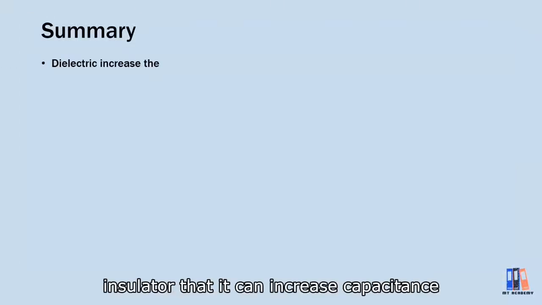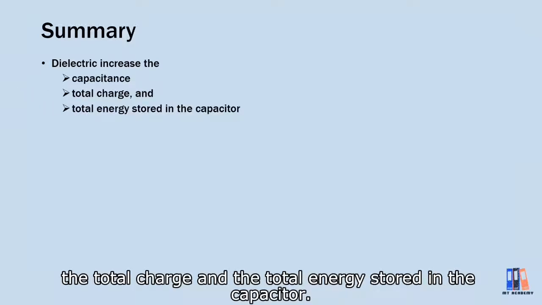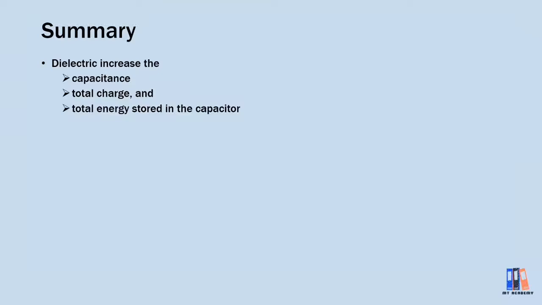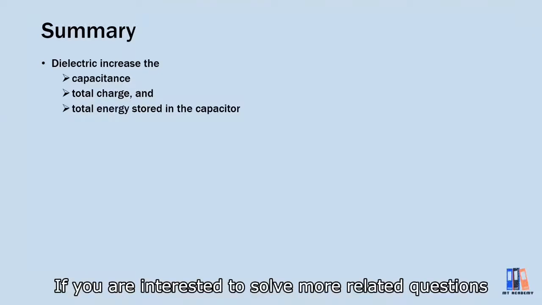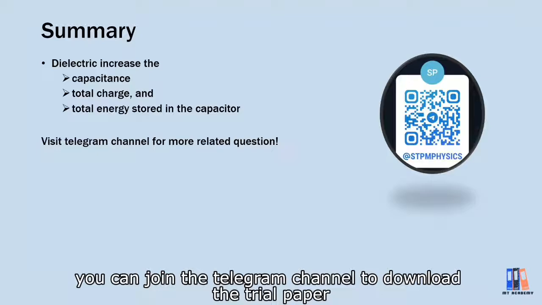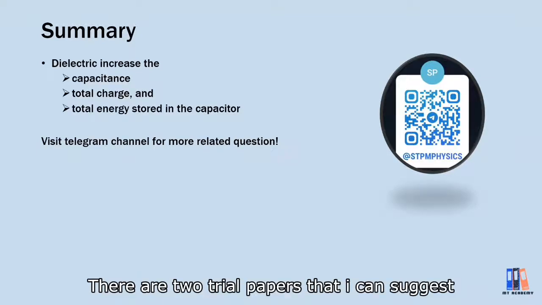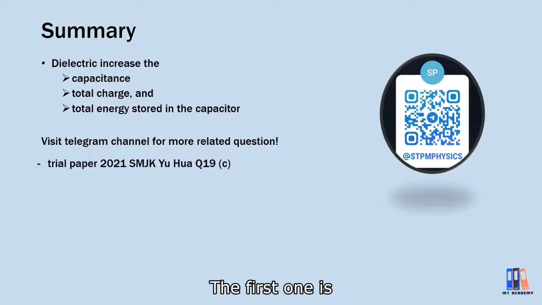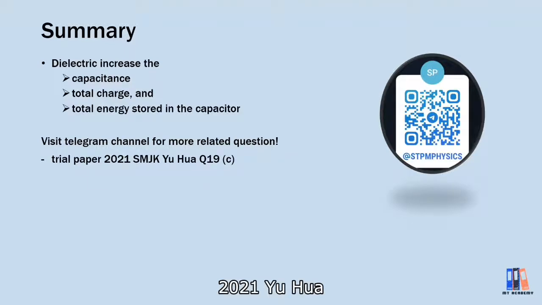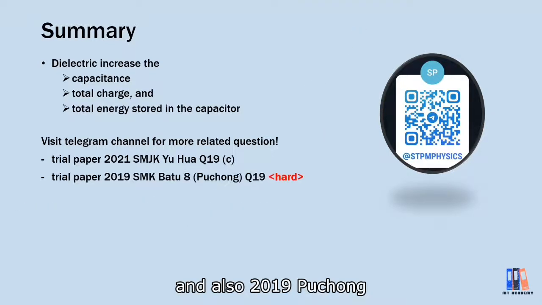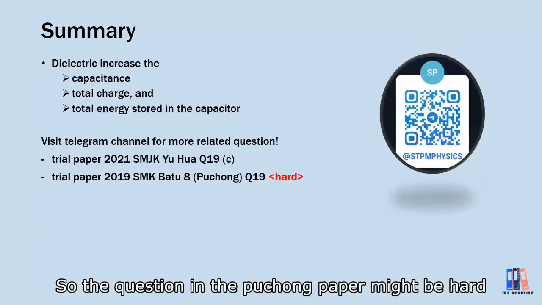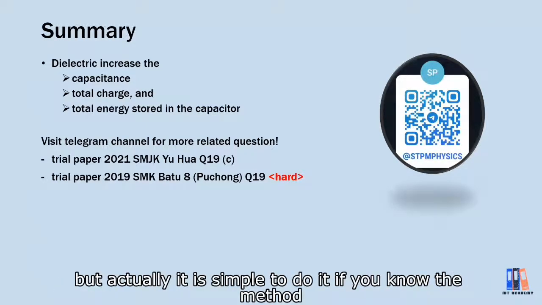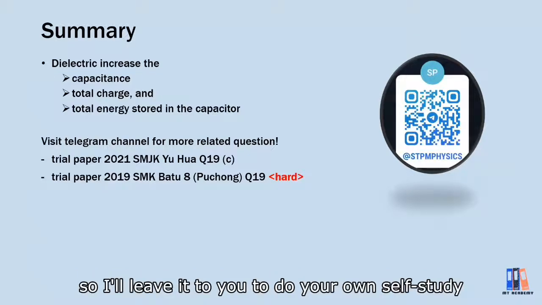In short, we have learned that a dielectric is an insulator that can increase the capacitance, the total charge, and the total energy stored in the capacitor. If you are interested in solving more related questions, you can join the Telegram channel to download the trial papers. There are two trial papers that I can suggest: the first one is 2021 Yuhua and also 2019 Puchong. The question in the Puchong paper might look hard, but actually it is simple to do if you know the method. I leave it to you to do your own self-study.